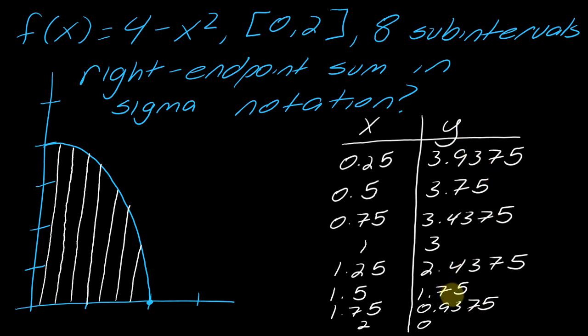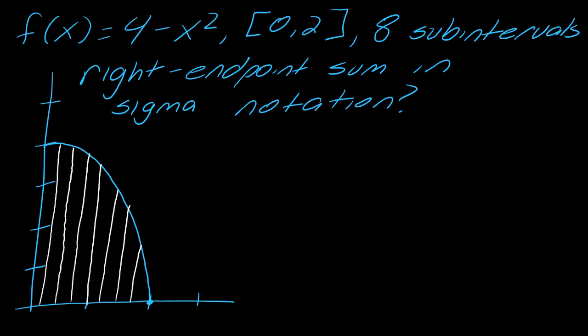So what I want you to do is the same thing again. Now we've got 8 subintervals, so the width of your rectangles changes. Can you represent this right endpoint sum in sigma notation? So you've got this in front of you. Go ahead and play around with it. When you think you have figured out the sum, go ahead and hit play.